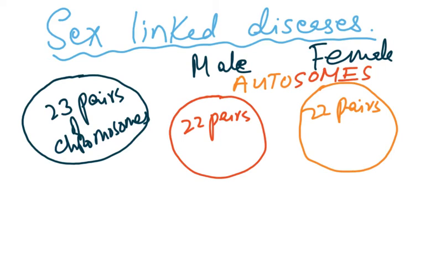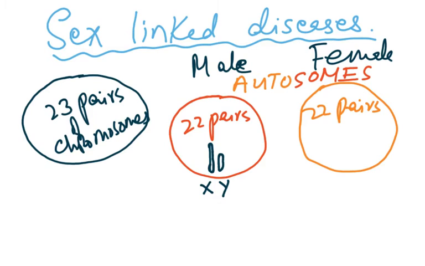But then there is one pair which decides the gender. So in the male, that 23rd pair, one is a little long and one is a little short. Now we as biologists call the longer one X, and the shorter one Y.